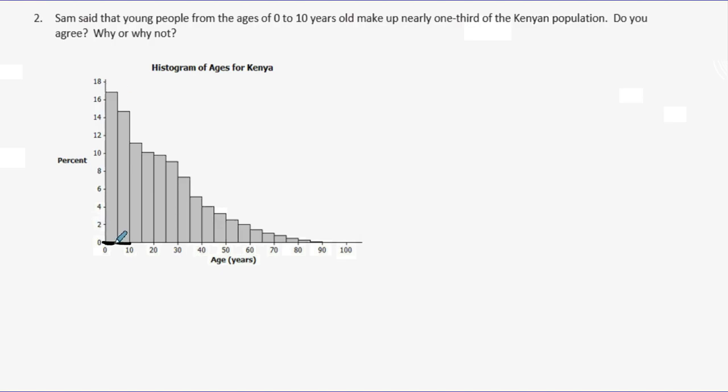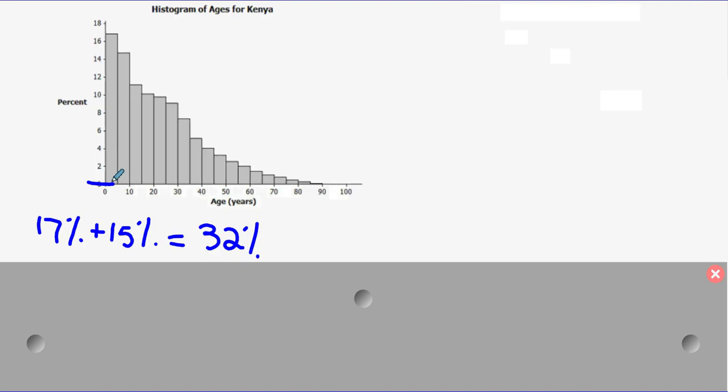So if I look at their frequencies from 0 up to 5, that's about 17%. 5 up to 10, a little bit more than 14, so you could call that 15 as we're estimating. We want to know if it's nearly 1/3 of the population. Well, 1/3 is 33%. So let's think about that. If we talked about the 17% and the 15% from those two bins here, that's about 32%. And again, we're estimating those frequencies based on what we see.